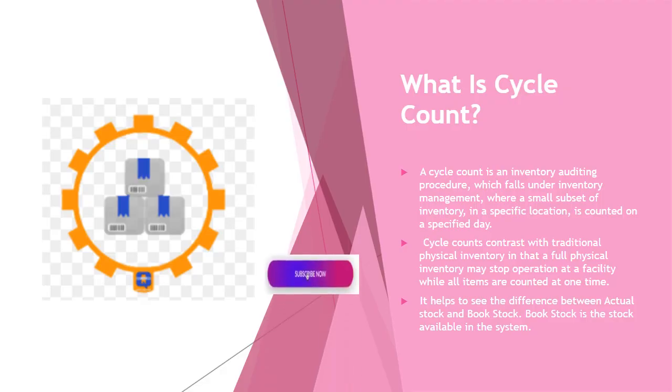A cycle count is an inventory auditing procedure, which falls under inventory management, where a small subset of inventory, in a specific location, is counted on a specified day. Cycle counts contrast with traditional physical inventory in that a full physical inventory may stop operation at a facility while all items are counted at one time. It helps to see the difference between actual stock and book stock. Book stock is the stock available in the system.